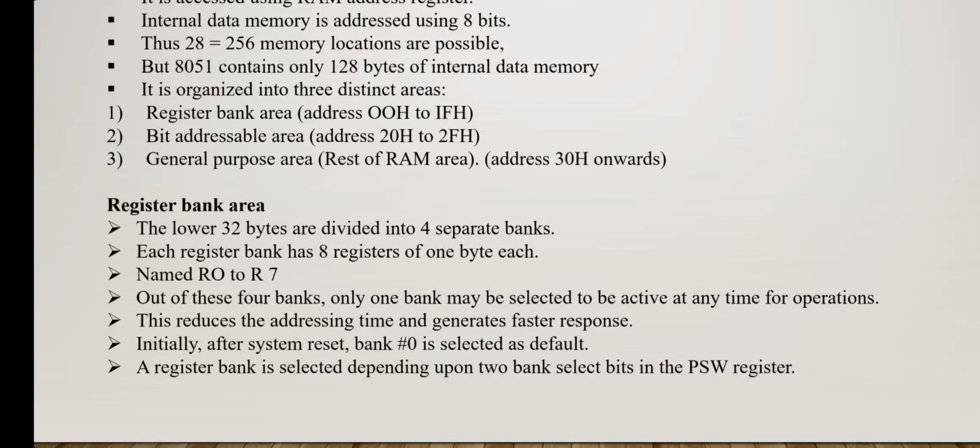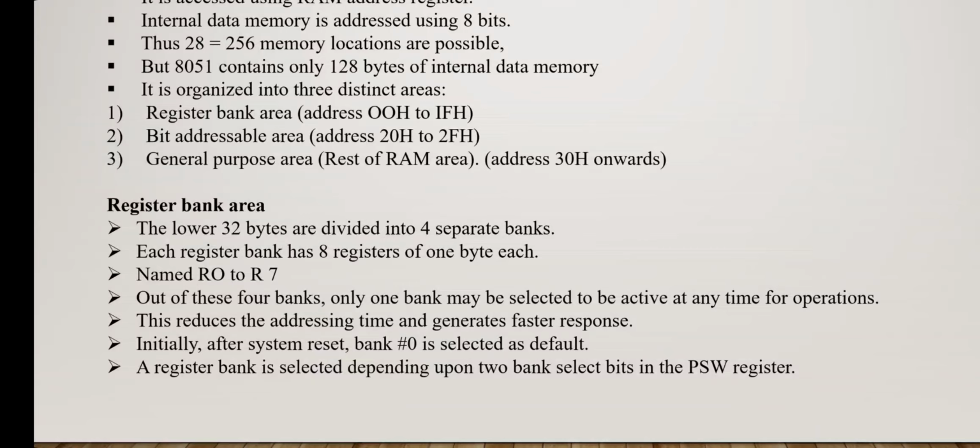Out of these 4 banks, only 1 bank may be selected at a time of operation. So among these 4 banks, we are selecting any one of the banks. If bank 0 is filled, we are using bank 1. Then we are using bank 2, likewise. This reduces the addressing time and generates faster response. Initially, after system reset, bank 0 is selected as default. We have already said that by default we are selecting bank 0.